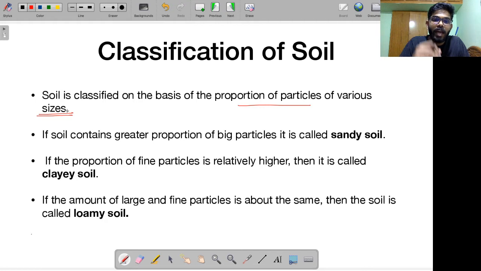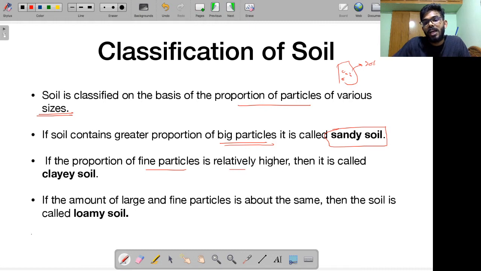If you take a soil and it contains a greater proportion of big particles, that means you see the majority of it is made up of big particles, say 90% of the soil. Such soil you will call sandy soil. Similarly, if the proportion of fine particles is relatively higher, if 80%, 90% of the soil is made up of fine particles, then we call it clay soil.